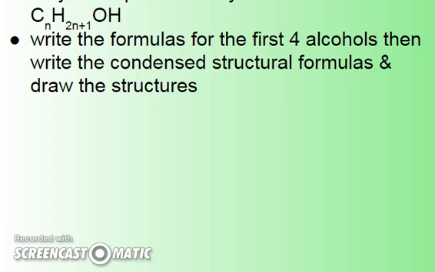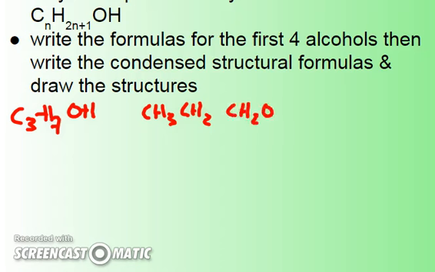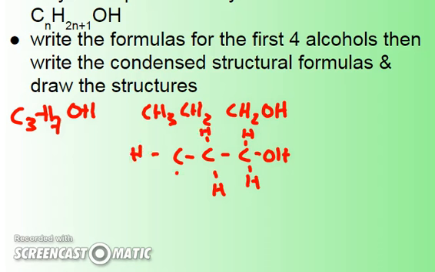Propanol is going to have 3 carbons, so C3, and then it's going to be H7OH. So I'm going to have a CH3 group, a CH2 group, and then a CH2 group with that OH on it. So when I draw this, it would look like this.